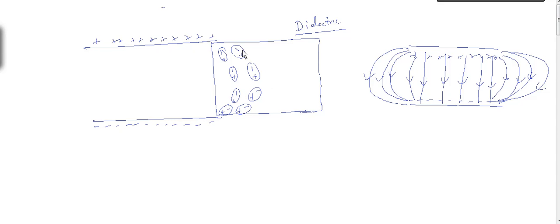Okay, so if we are keeping a dielectric slab next to the capacitor, the molecules, or you can say dipoles, will be arranged like this, right? Yeah, because they will be arranged in the direction of the electric field lines, as shown here.